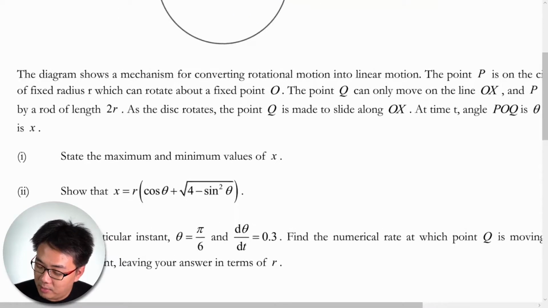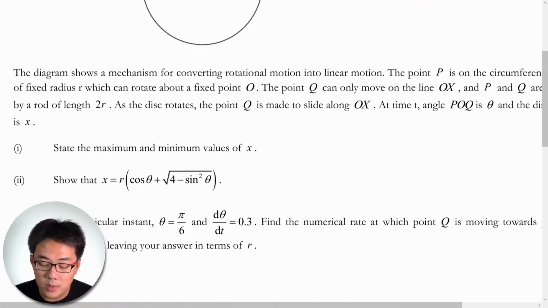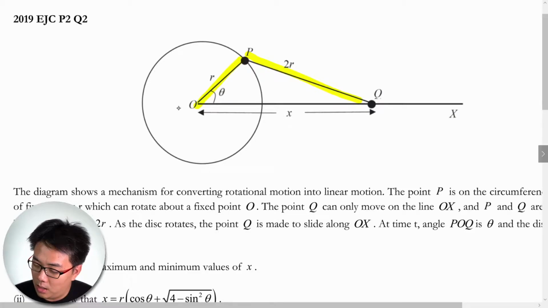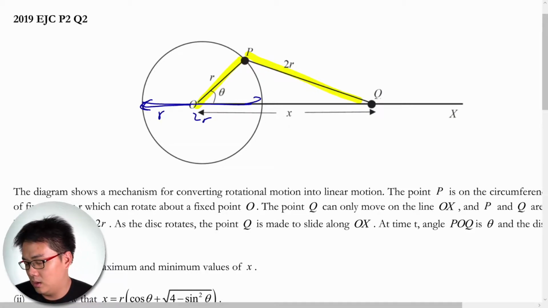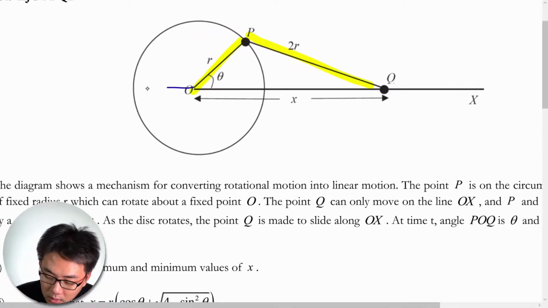state the maximum and minimum value of x. So the max would actually be when this is r and this is 2r over here. When this Q is here, this is 2r, right? So that will be my max. The min would be where this is r and this is 2r, so it is equal to r.